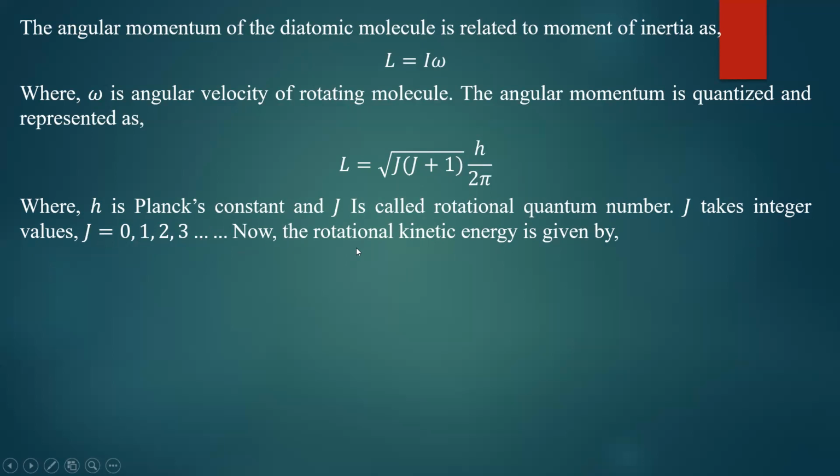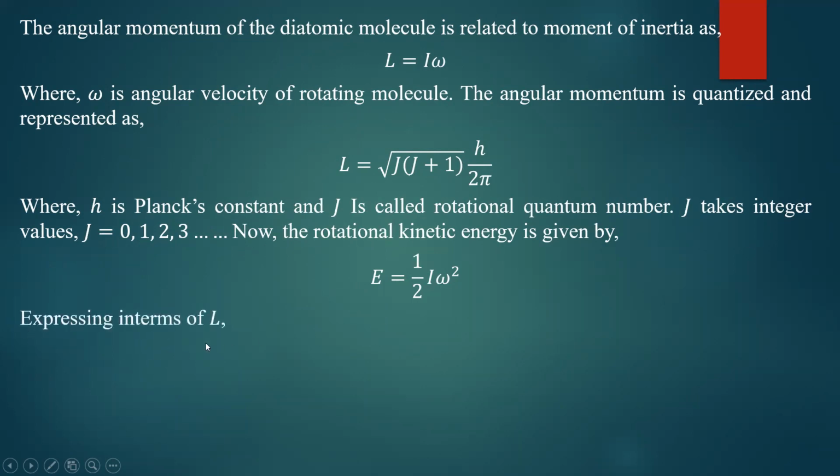Now, the rotational kinetic energy is given by E is equal to half I omega square. We have got the expression for angular momentum. Now we have to get the expression for energy. So energy is basically equal to half I omega squared. Here I is the moment of inertia, omega is the angular velocity.